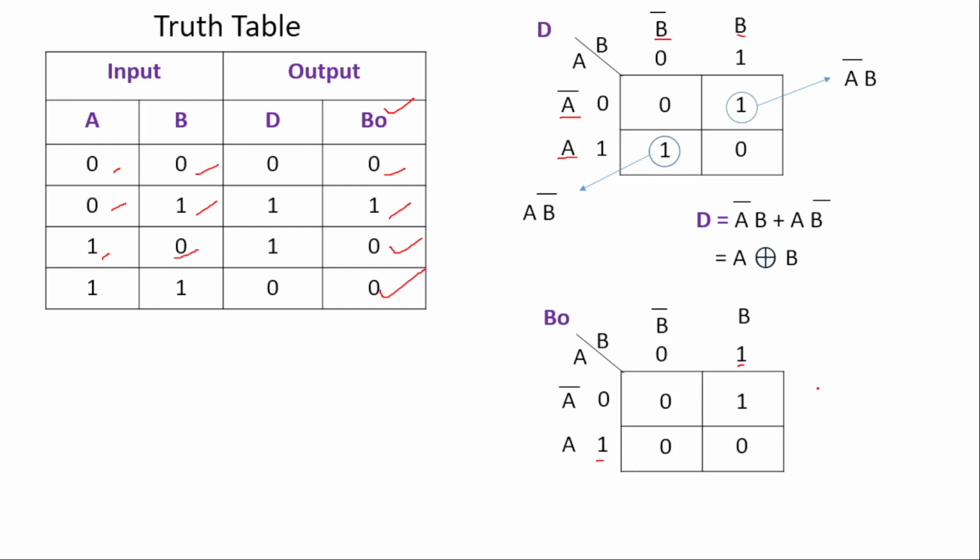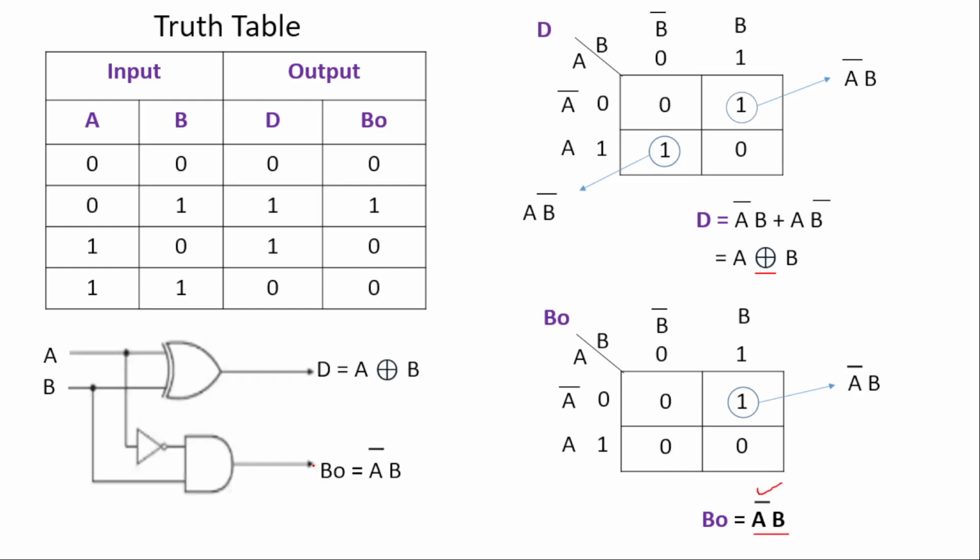If you carefully look at the cells, you will find 1 appearing only once. Encircle it, it is an independent one. By looking at the left hand side, you will come across A bar. The column heading is B. So the product term associated with this one is A bar B. So borrow is equal to A bar B. And in order to realize these Boolean expressions for difference as well as borrow, we will require one XOR gate, one AND gate, and one NOT gate.